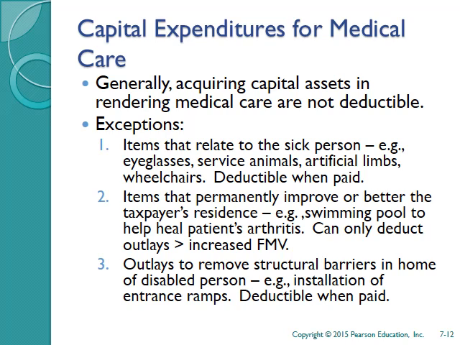For capital expenditures related to medical care, generally, like it says there, the acquiring of capital assets for rendering medical care is not deductible with these exceptions. So basically, you've got items that might be considered capital expenditures that relate to a sick person: service animals, artificial limbs, wheelchairs, and basically, they're talking about some wheelchairs that are very fancy, could be several $1,000s. So obviously, that would normally be considered a capital asset.